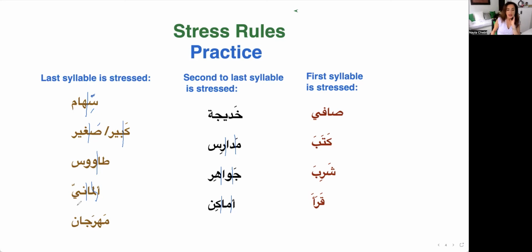Next, the last one has 3 syllables. Try it. Mahrajan. Mahrajan. I stress the last syllable, jan. It's a super heavy syllable. Mahrajan. And that means festival.